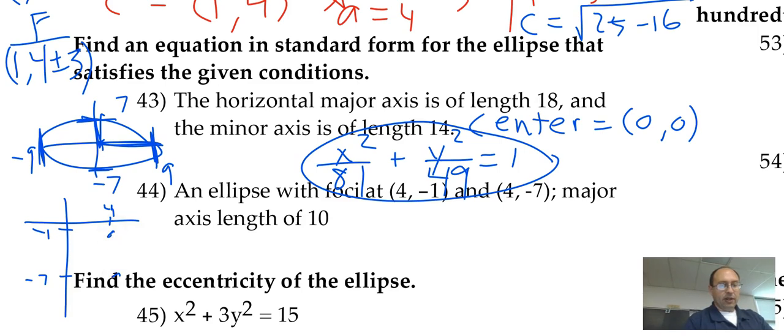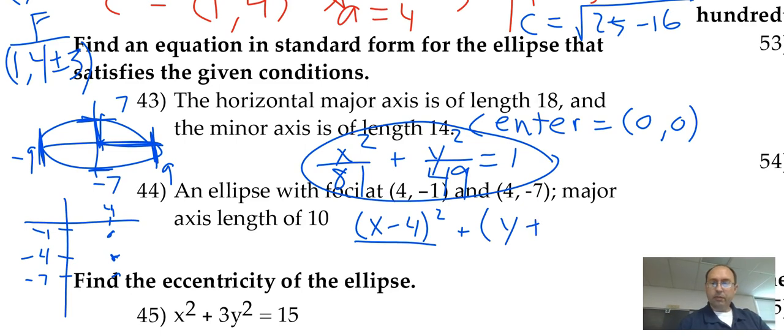These are my foci. So the center has to sit in between those, which I'm pretty sure is -4, between -1 and -7. So if we've got an ellipse, we know that we've got (x minus 4) squared and (y plus 4) squared. We at least know that part. We know the equals one part on the other side.